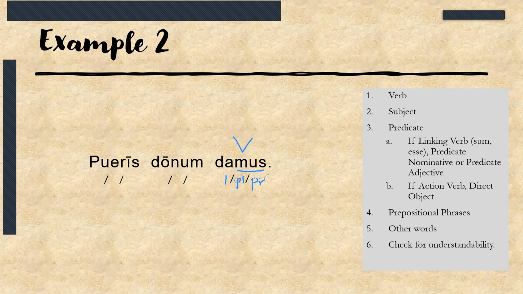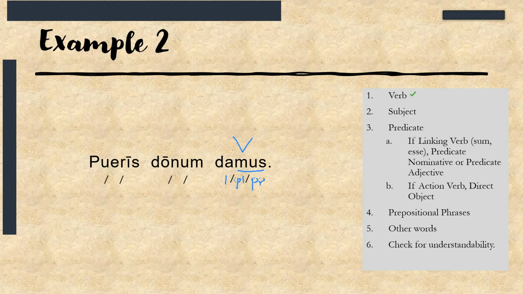Now we're going to translate it all by itself as if it was the only word in the sentence. Dámus says we, da, that's the stem from do, dare, dedi, datum. So that says give. So far it says we give. All right, now we're going to check that off. Now we're going to look for the subject. Remember, a nominative subject that matches the number of the verb. The number is plural, so we have to look for a nominative plural.